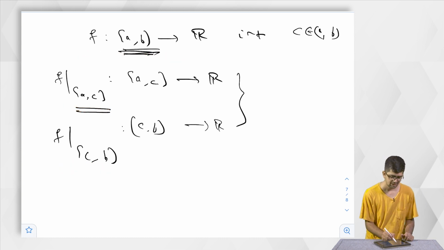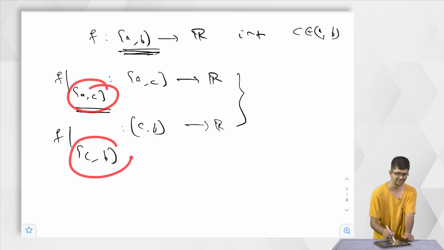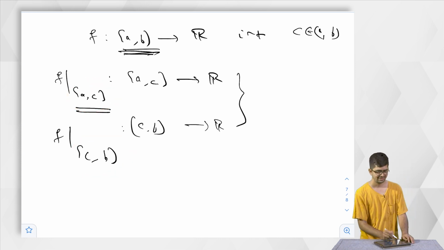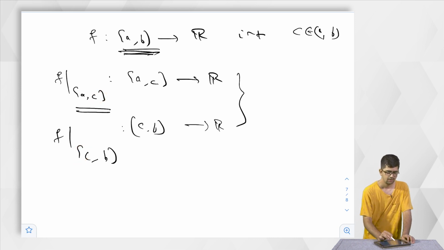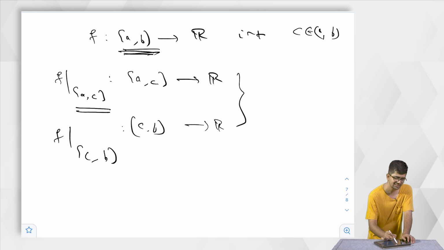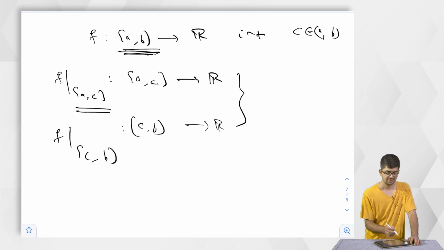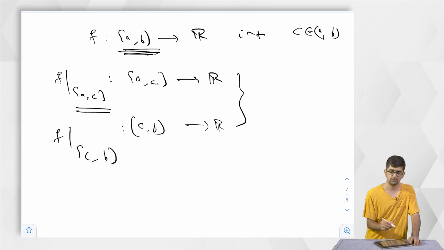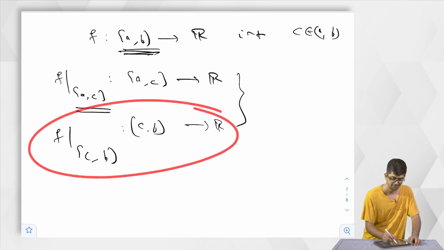A comma b is a union of this and this. It is not a disjoint union. There is a single element that is common to both. So a comma b, the domain of this function, is a union of these two subsets. The question is, do I know how to compute f if I know something about integrability of this, integral of this and integral of this?